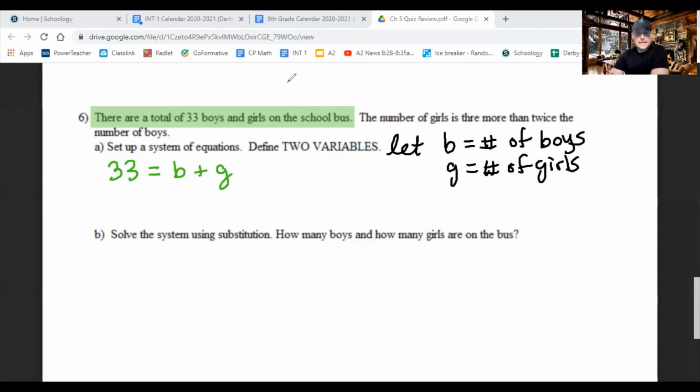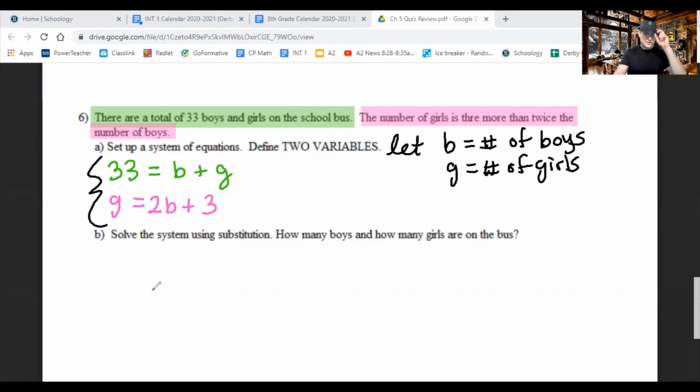All right, second sentence, let's highlight this. The number of girls is 3 more than twice the number of boys. So girls is or equals 3 more, so 3 more in math is plus 3, and twice the number of boys would be 2 times b. So there's your second equation. Together, these make a system of equations, and now we can solve for the number of boys and girls. Let's do a quick rewrite in part B.